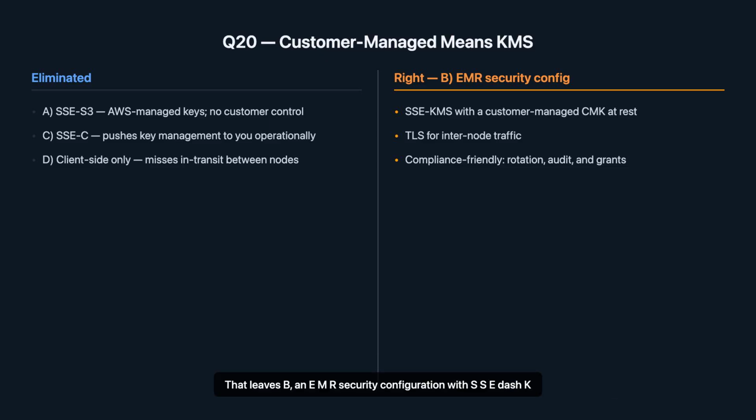That leaves B, an EMR security configuration with SSE-KMS at rest using a customer-managed CMK plus TLS for internode traffic. KMS gives you rotation, audit trails, and grants, everything compliance teams ask for. The key phrase, customer-managed keys, always means KMS with a CMK, never SSE-S3.